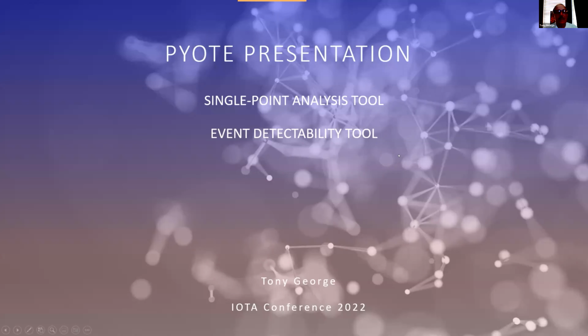So in this presentation, I'm going to cover two aspects of PYOTE. Bob has added a single point analysis tool for light curves that only have one point that look like an occultation. And then Roger, you mentioned that it would be nice to be able to know ahead of time whether or not we'll be able to even see an event. And that is what we do with PYOTE's event detectability tool. So I'll go over both of those.